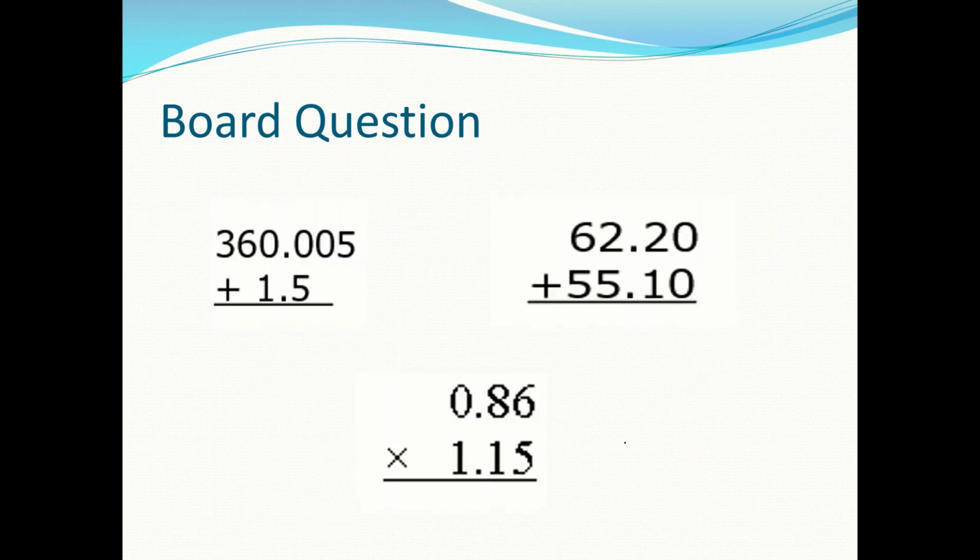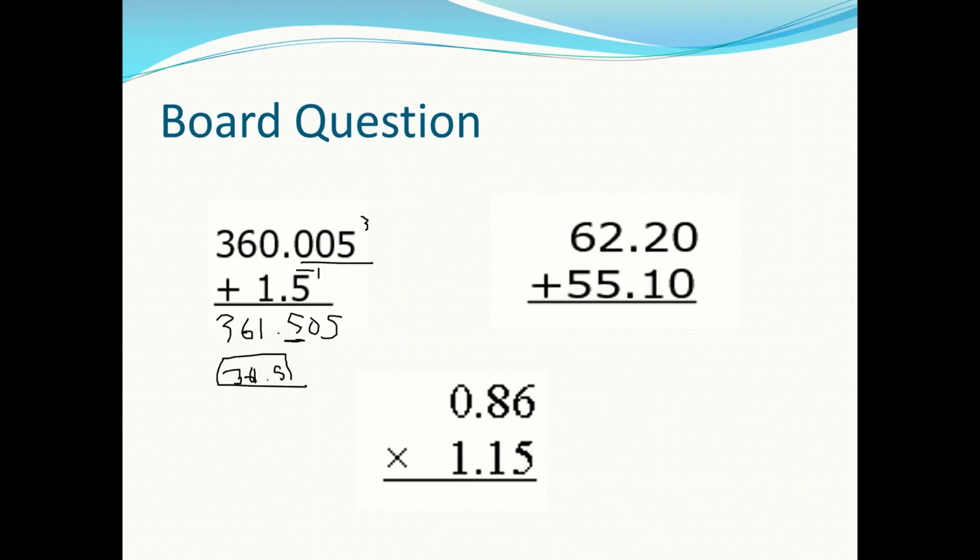Okay, so again, let's try some of these board questions. You do them and see if you can get the right answer, and pause the video, and I will do them as well. Okay, so I get 361.505. This is adding and subtracting, so I have 3 numbers after the decimal place. I have 1 number after the decimal place, so I want 1 number. I look at the number before, which is 0, so my correct answer would be 361.5.